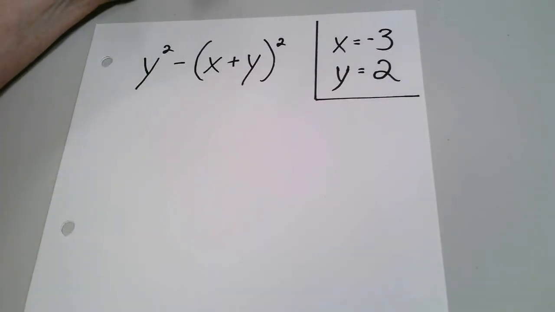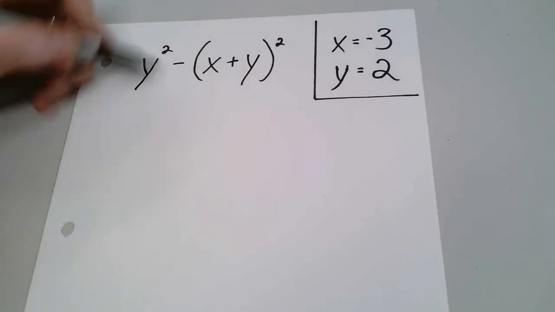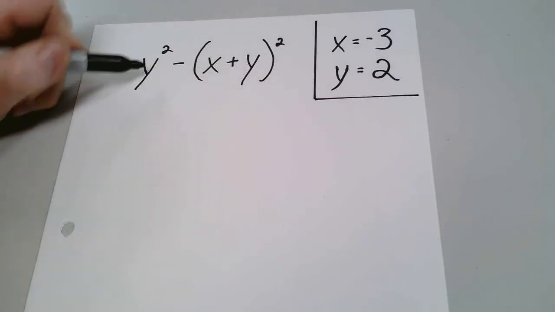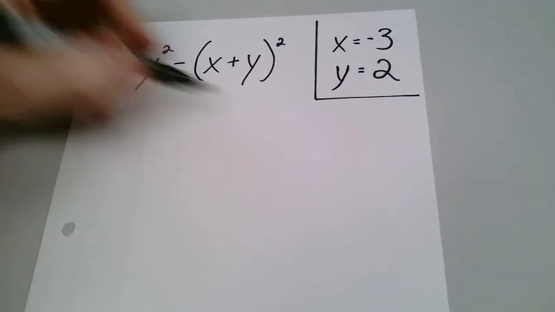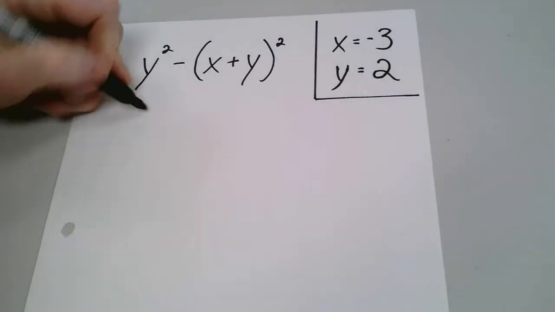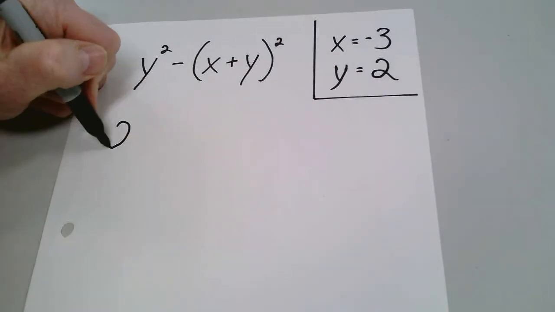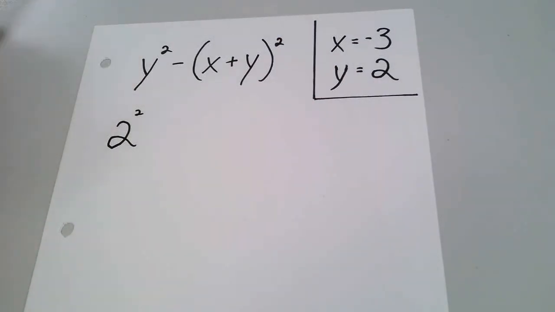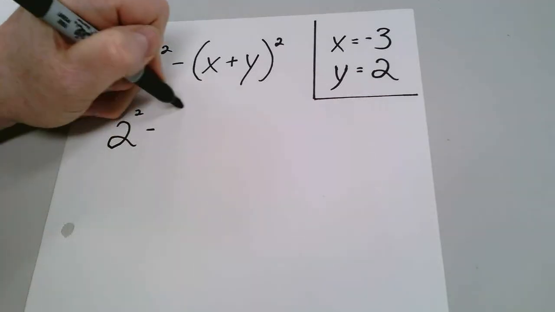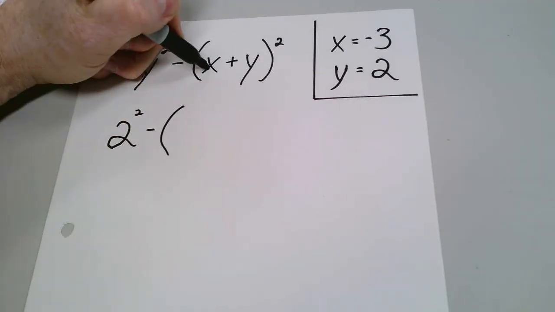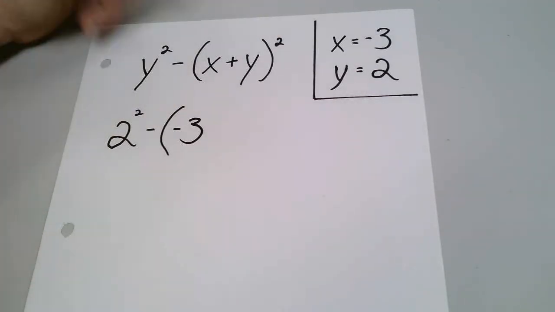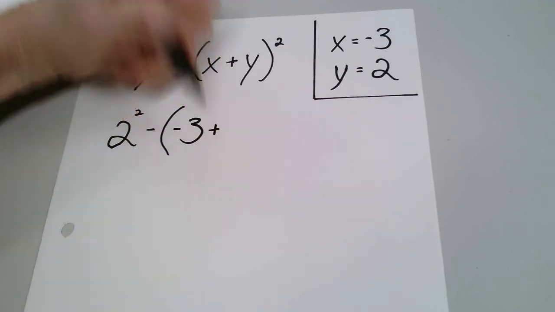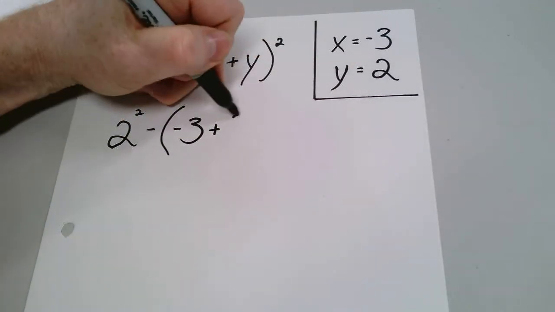Subbing in, just like we did in the last question. So here is our expression. We have a y here, and they're saying that y is -2, or is 2, pardon me. So we will put a 2 where the y is. And that's squared. Here's an x. They're saying x is -3, so I put that there. Plus y, and it's saying y is 2.